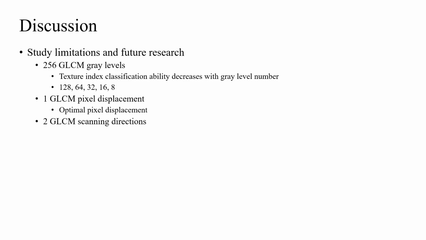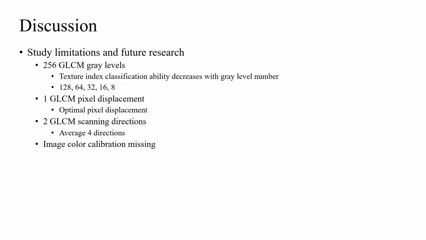Only 2 scanning directions were used in the study when calculating GLCMs. Future studies can utilize all 4 scanning directions and average the texture indices to create more comprehensive representations of a plant canopy. Our image dataset lacked color calibration.